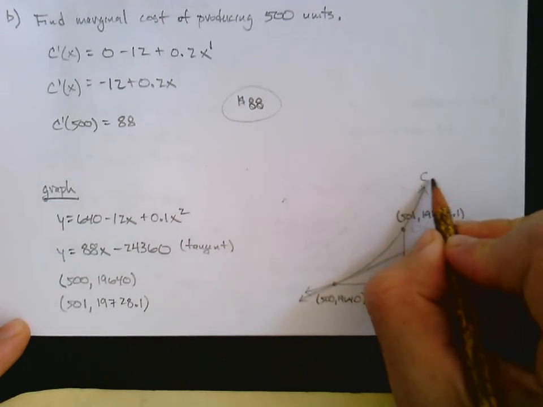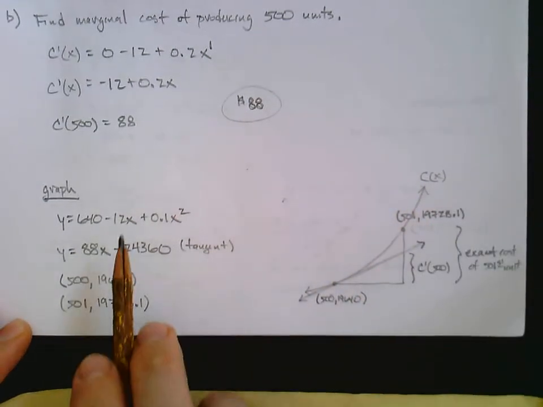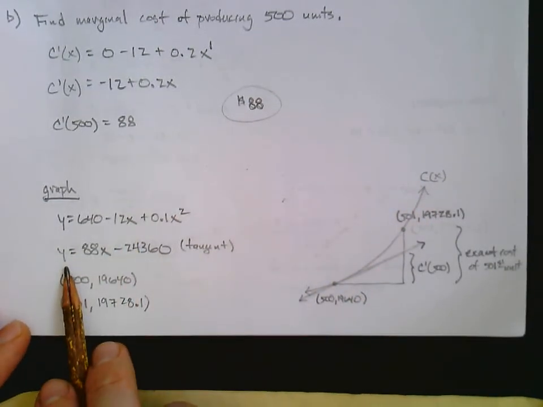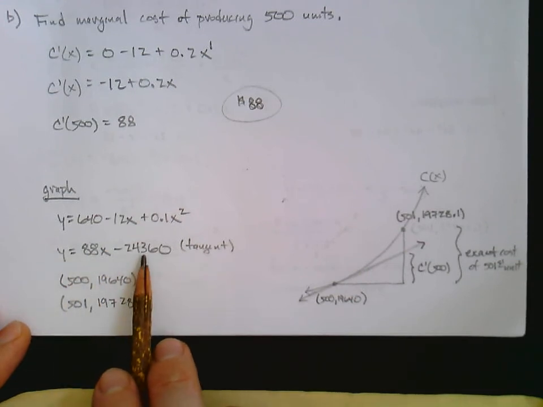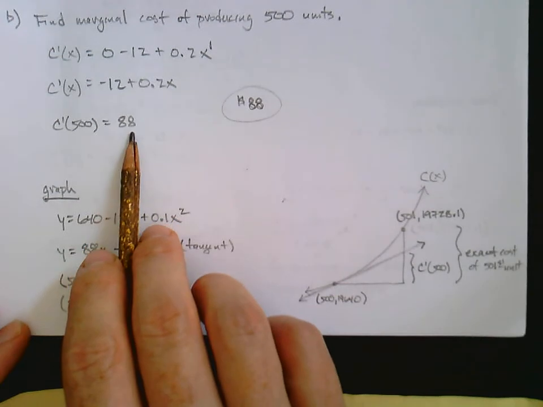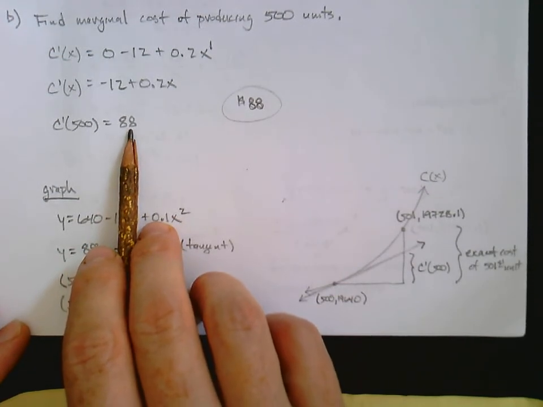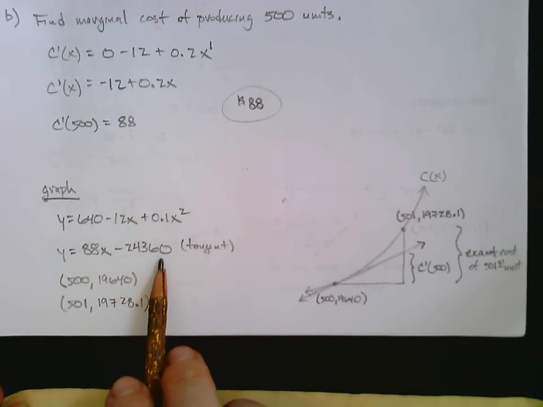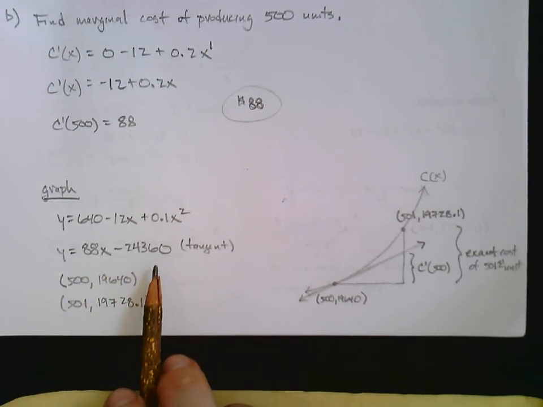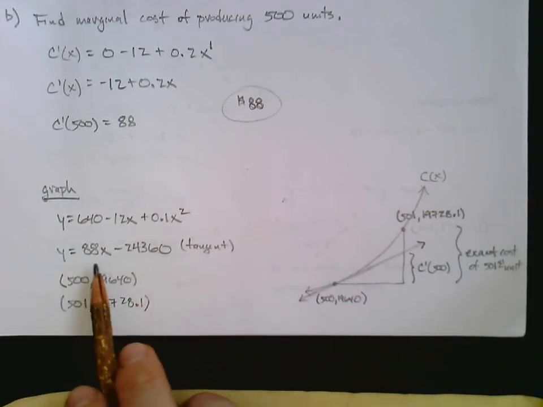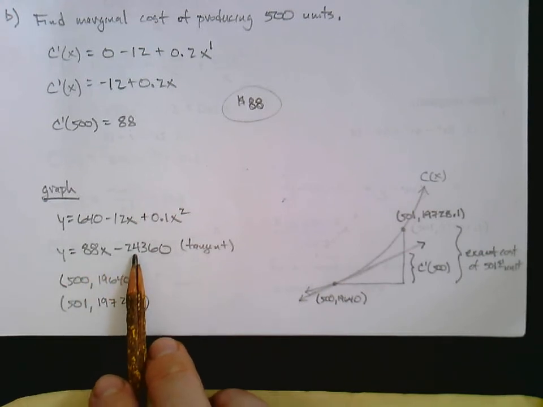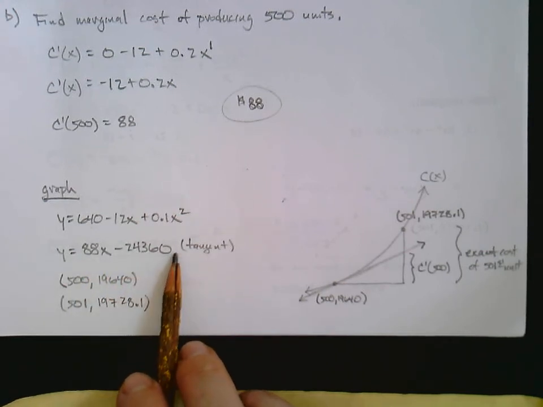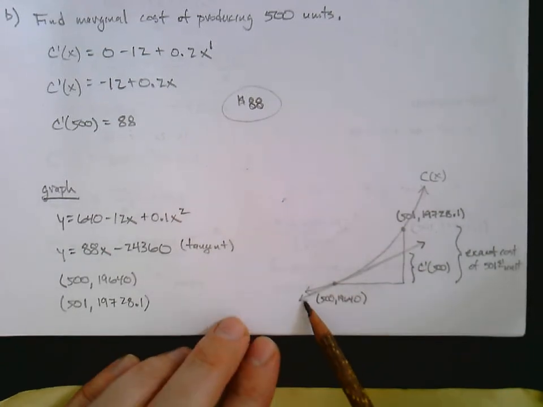So that's C of x. All right. Then we could also graph this. So I went ahead and found the equation of the tangent line. So here all we did with this, that's the slope of the tangent line. But if we go a couple steps further, we can find the equation of the tangent line. I won't go through those details, but that's what it would be. 88x minus 24,360. So that is this tangent line right here.